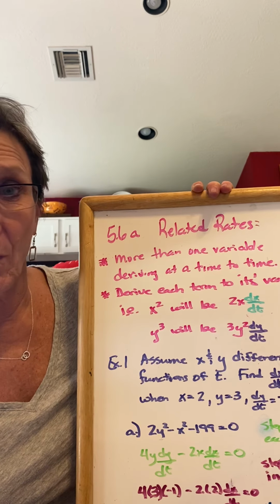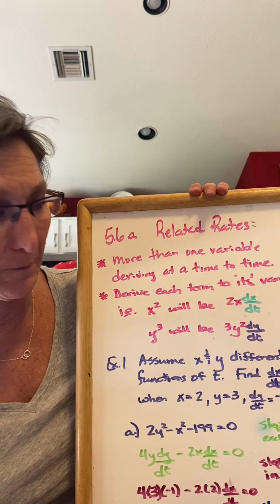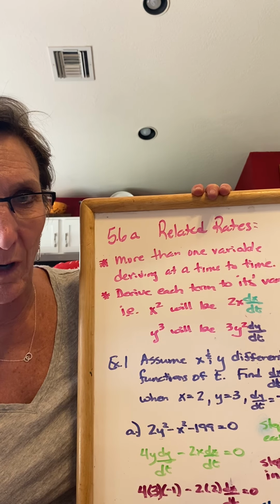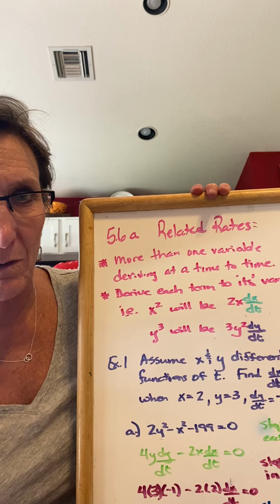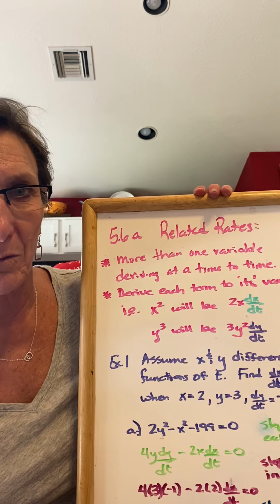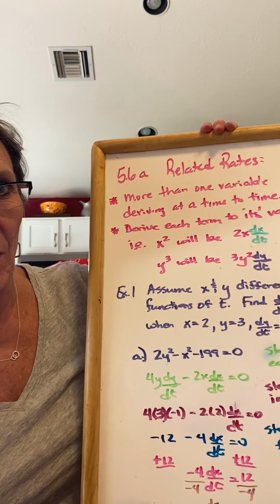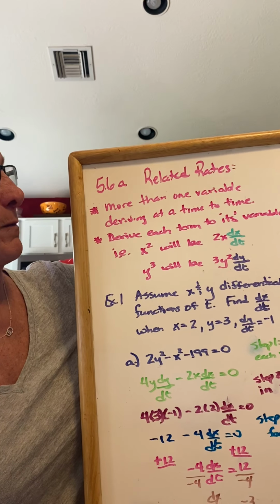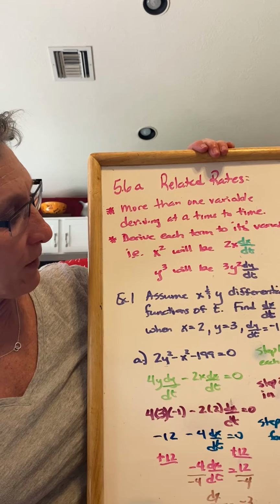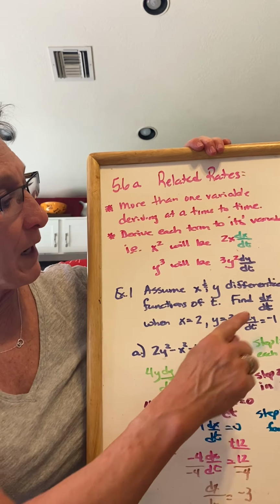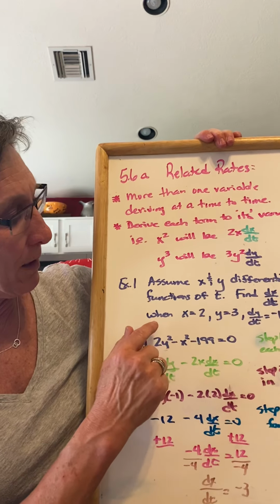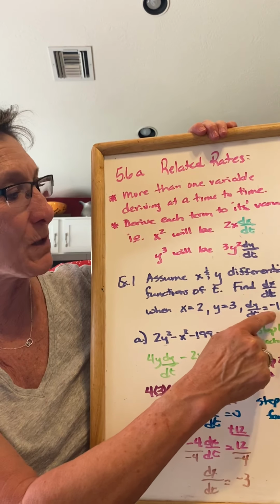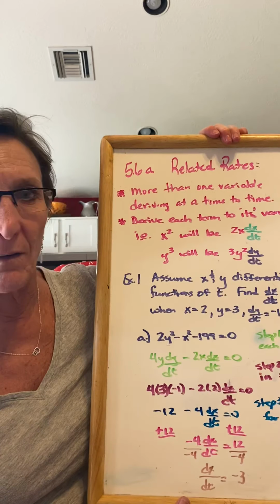All right, we're going to attempt a problem. This is not necessarily in the book because the book went straight to word problems, and I figured you'd be scared to death if I went straight to word problems today. Tomorrow, word problems. Today, we're going to do this. So, assume x and y are differentiable functions of t. Find dx dt when x equals 2, y equals 3, and dy dt equals -1. Write that down.